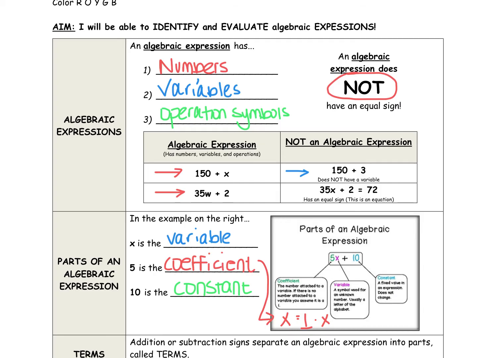The number 10 in the expression 5x plus 10 is called a constant. A constant is a number. It's a fixed value that does not change.